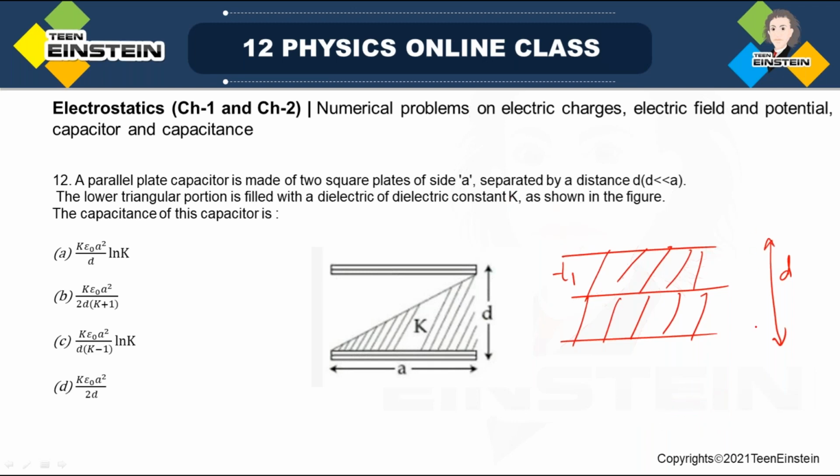Now suppose the total thickness is D, and a thickness T1 is filled with some dielectric material K, and the rest is air. In that case also, nothing to worry, we can use the same formula, epsilon 0 A, and in this case we write D minus T1, plus T1 by K. So that's the thing here.